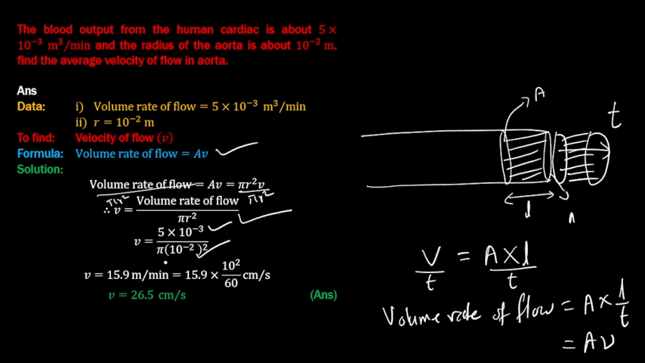The unit of time is minute because we have used minute for the unit of time. We can convert meter per minute into centimeter per second. For that, we convert meter into centimeter: we multiply by 100. We convert from per minute to per second by dividing by 60, because every minute is 60 seconds. So finally we have velocity equal to 26.5 centimeter per second.